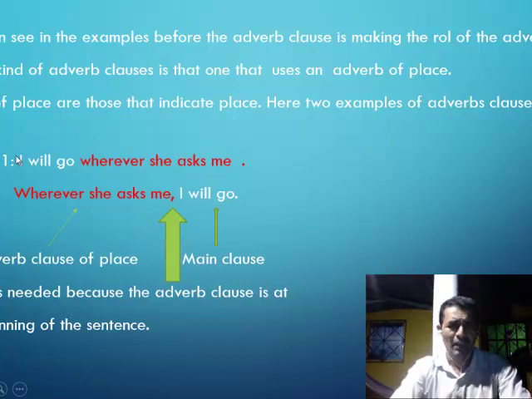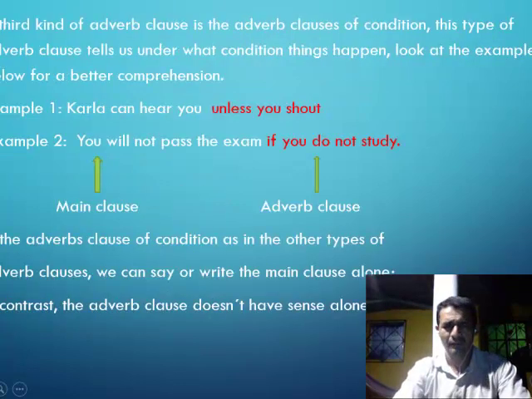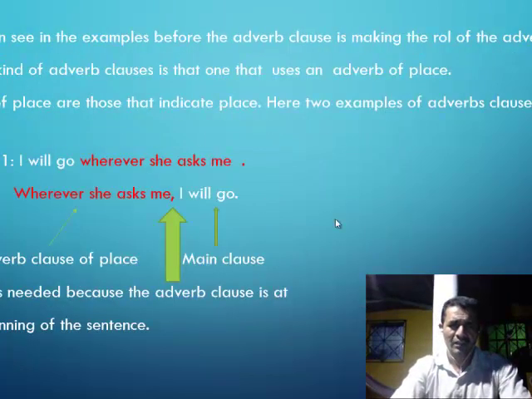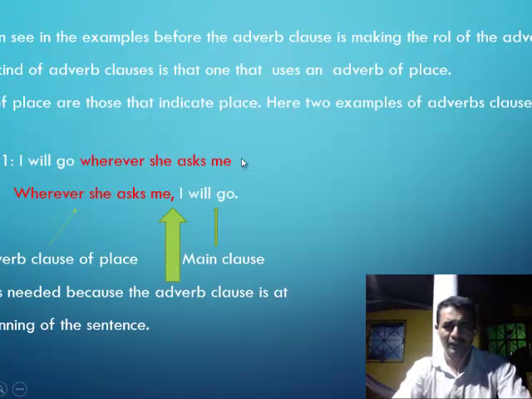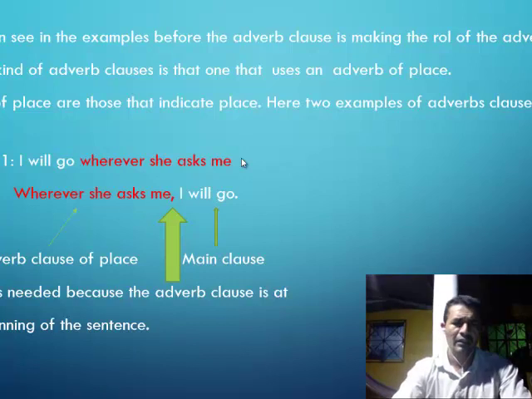Here I have the main clause, I will go, and this is in red. We'll find the adverb clause of place and the main clause. As you can see, a comma is needed because the adverb clause is at the beginning of the sentence. Here is the comma separating both clauses. Even though I said here that I have two examples, I can find only one. I can say another one in an oral way.